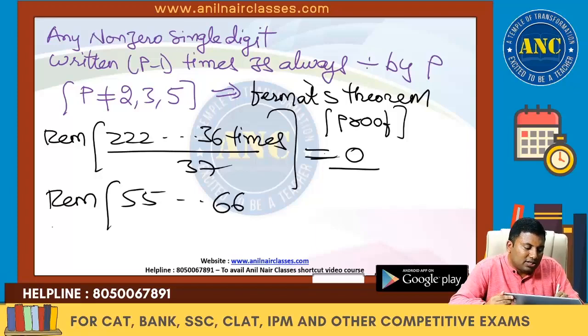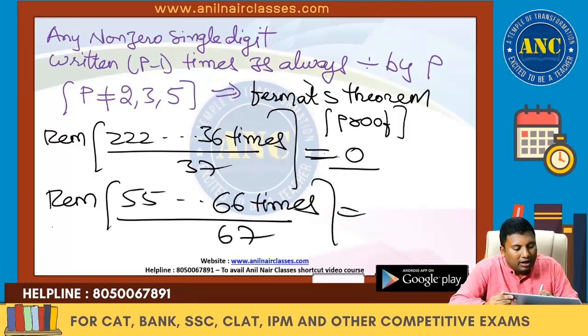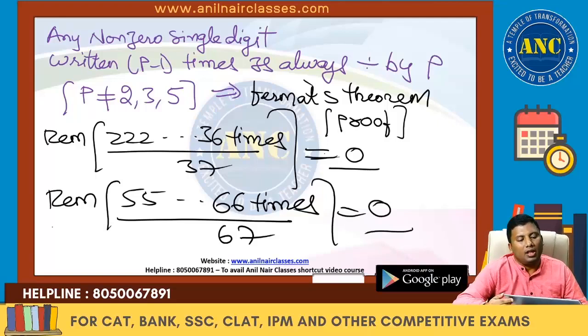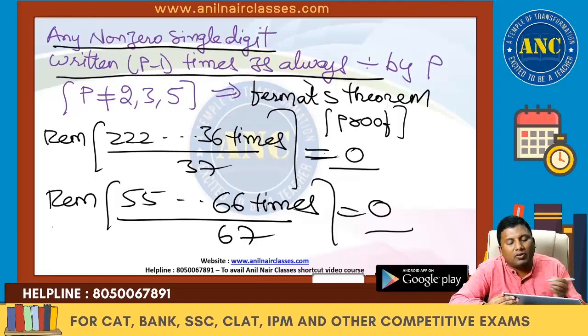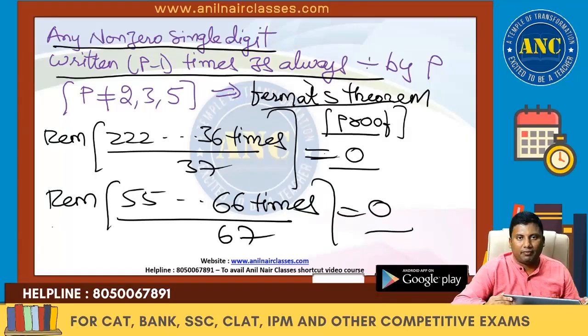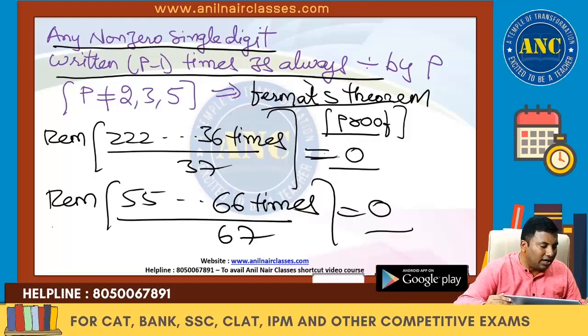55555 written 66 times when divided by 67, the remainder is again 0. Any non-zero single digit written p minus 1 times is always divisible by p, p not equivalent to 2, 3 and 5. This is Fermat's theorem. I hope the idea is clear.